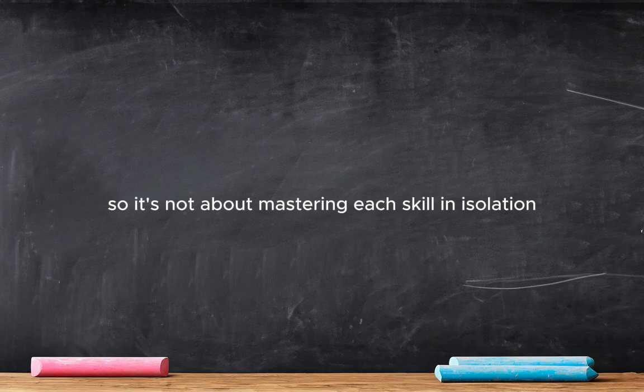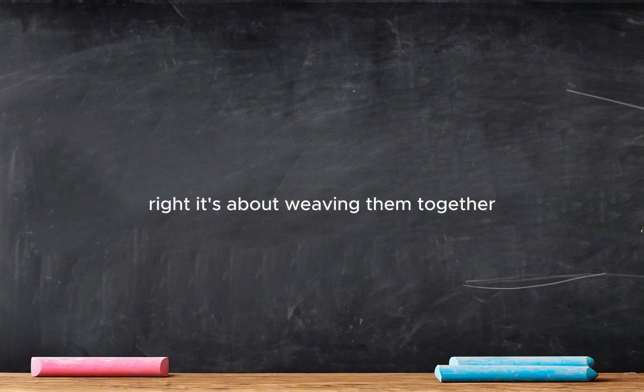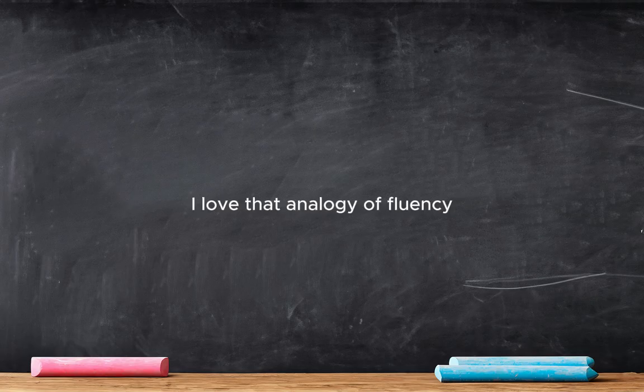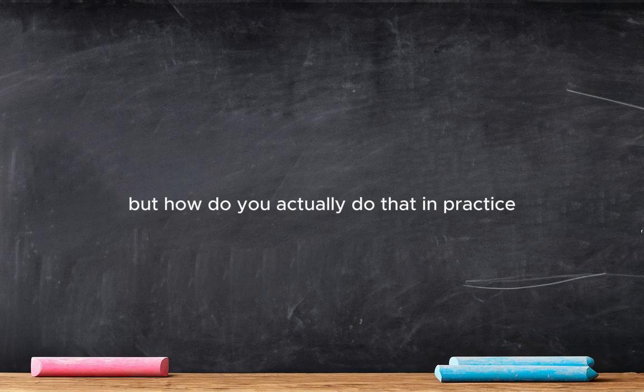That's the key. It's not about mastering each skill in isolation. It's about weaving them together to create this tapestry of fluency. I love that analogy. It's like a beautiful tapestry. But how do you actually do that in practice?